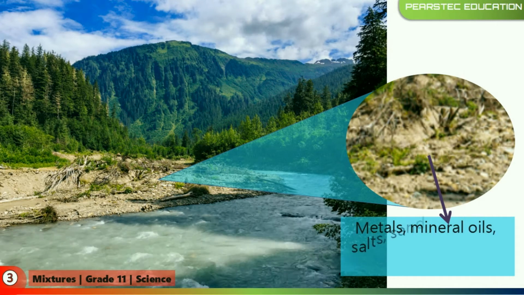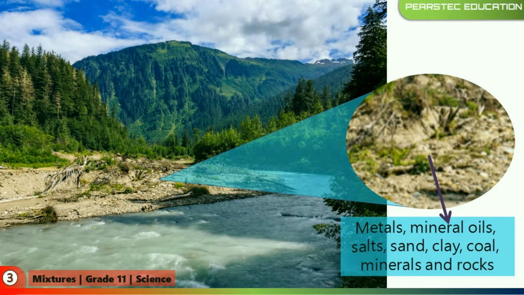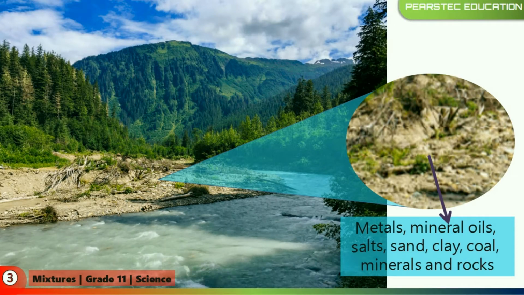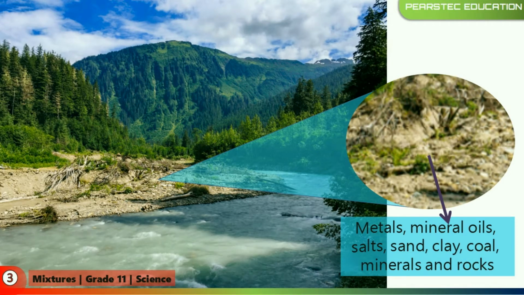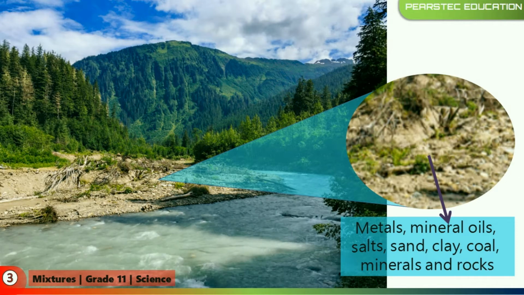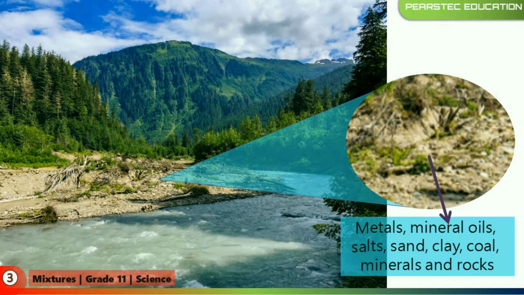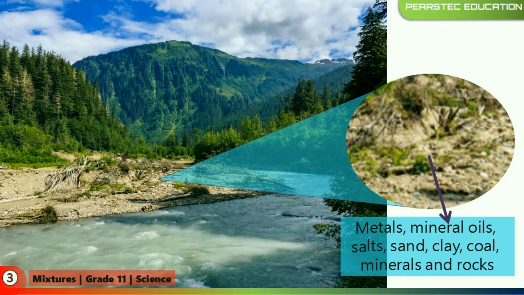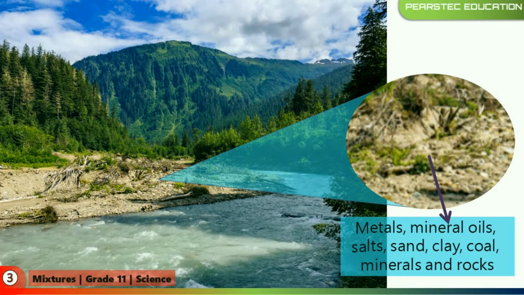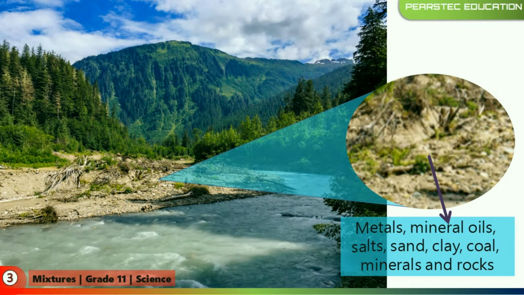Now, if you are further identifying that piece of land, you can identify there are several things mixed there. Those are metals, mineral oils, salts, sand, clay, coal, minerals and rocks that will be available in that piece of land. Now, sometimes you need to get that metal separated for your various purposes. And you want to get mineral oil separated for your various purposes. You need salt, you need sand, you need clay, you need coal, you need minerals and rocks for various other purposes. Are you agreeing with me?